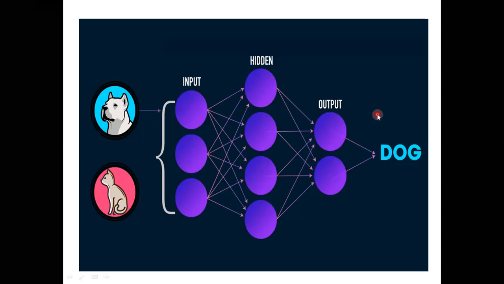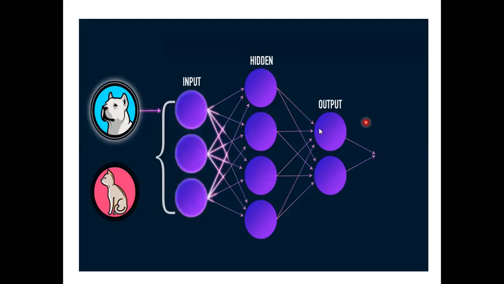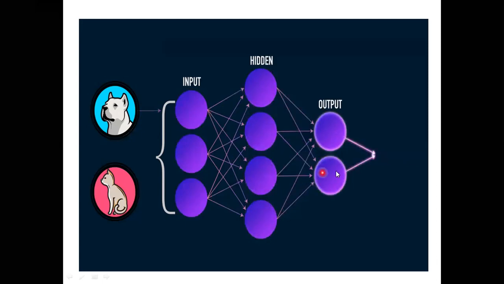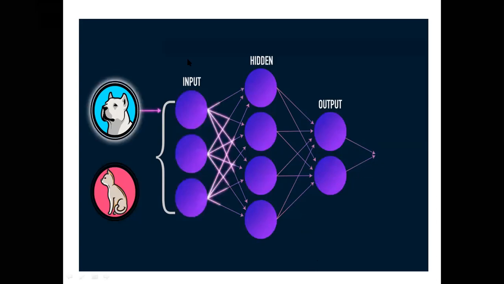If I change the slide, you can see how this is working. Yes, this is a dog. You can just see this slide. In this way, the neural network is working. Now I will explain, just watch and try to understand. I will explain it.